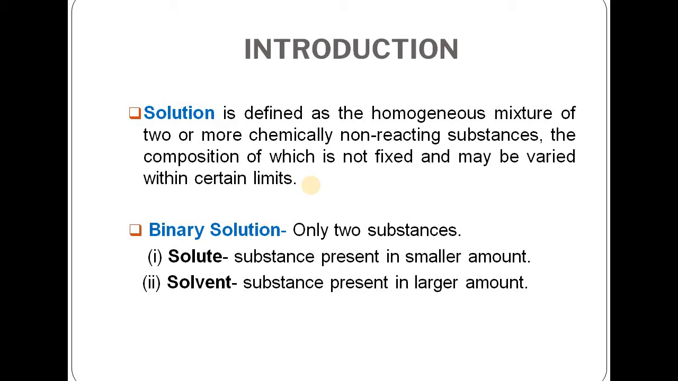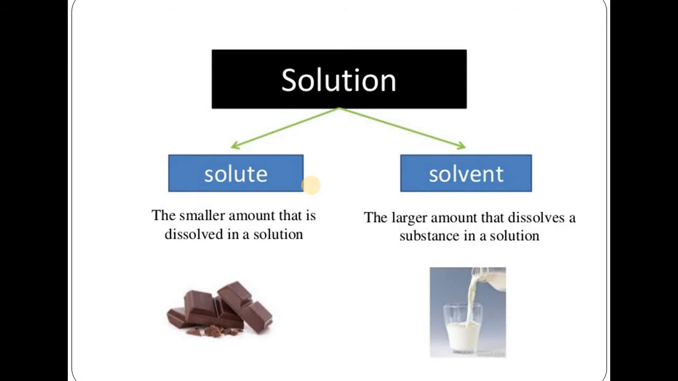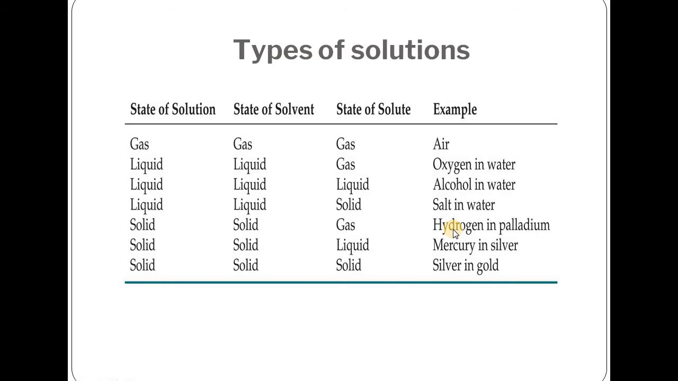In a binary solution, we have two substances. Out of these two, the one present in the smaller amount is known as the solute, and the other one present in the larger amount is known as the solvent. Now, in this picture we are differentiating solute and solvent. You can see the chocolate is acting as a solute which is dissolved in the milk, which is acting as a solvent. The smaller amount dissolved in the solution is the chocolate, so it behaves like a solute, whereas milk is present in the larger amount, so it behaves like a solvent.